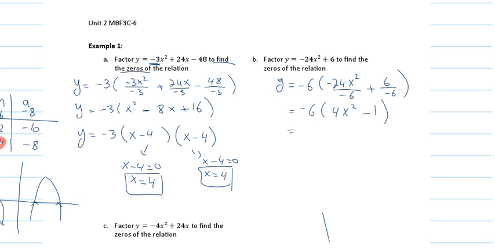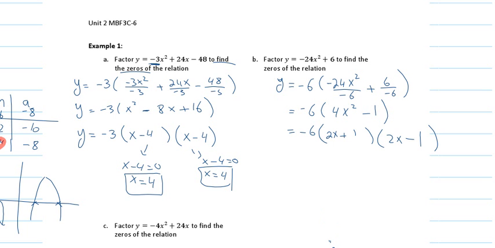So all it takes right now is to put two brackets. What do I put in the middle? A plus and a minus. And then square root the first term. Square root of 4x squared is 2x. Square root of 1 is 1. So these are my factors.